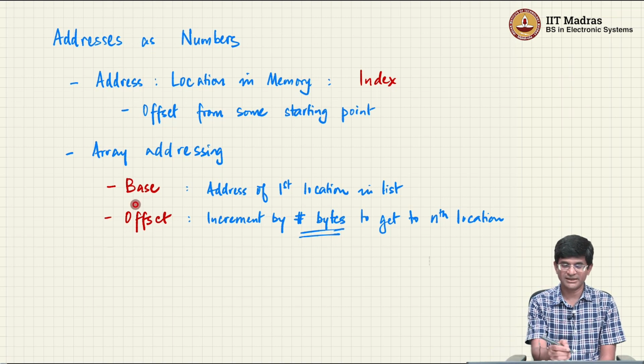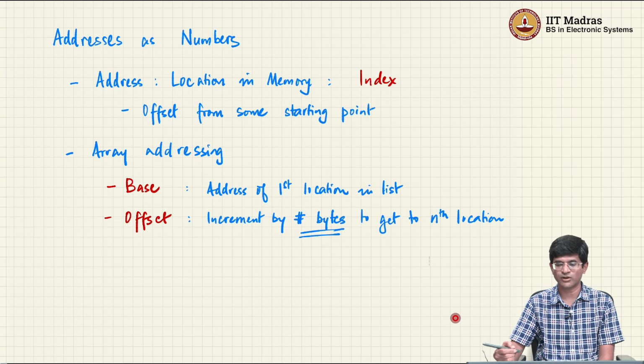So we typically think of array addressing as a base and offset combination. The base is typically the address of the first location in the array or the list, and the offset is how many address locations we need to move forward from here in order to get to whichever location we are interested in. And because of the nature of arrays, the fact that they are homogeneous, each of the data types present inside the array is of a fixed size, it is possible to perform this computation or this indexing in a very compact and efficient manner.